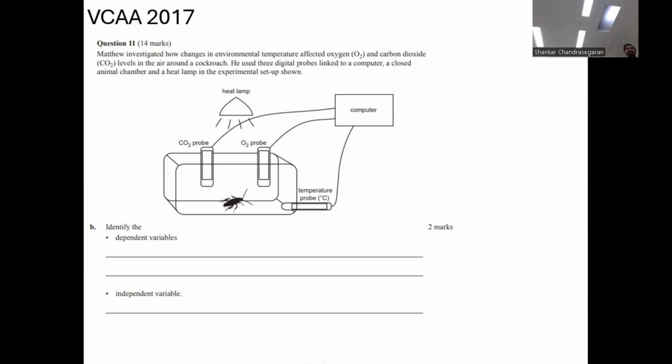The easiest way you can describe the dependent variable is what you are measuring in the experiment. What is it that you are using as your data? If you're collecting data in an experiment, that will be your dependent variable. If you are changing something in the experiment, that is your independent variable, right? So here, what is being changed and what is being measured?